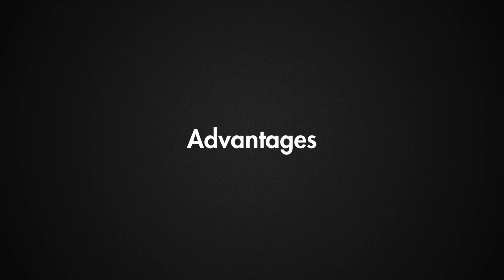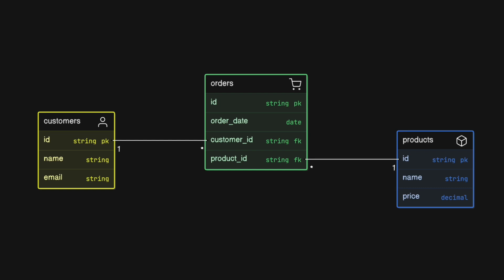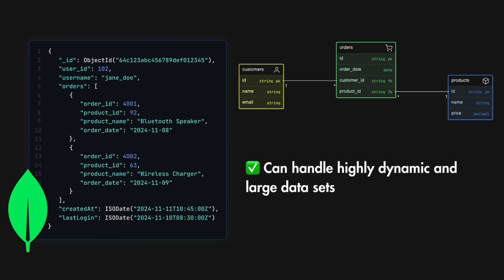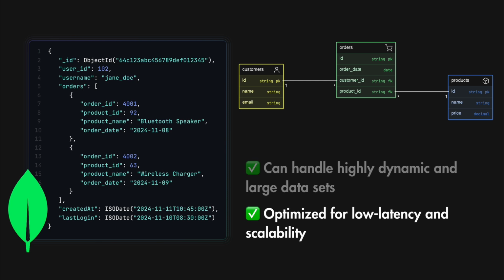Now let's have a look at the advantages of these NoSQL databases. If you have a look at the same example that we had for the SQL databases, where we have customers and products and we want to join them in orders, in MongoDB, for example, you could have this as a single document, so you could store all of the user data, and also the orders and products, in a single document. Because of this structure, the NoSQL databases can handle highly dynamic and large data sets without the structure imposed by relational databases. And also, they are optimized for low latency and scalability.